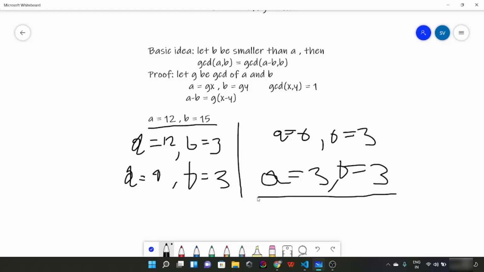Now this is our condition of the while loop, right? A is equal to B. Hence we'll come out of the loop and we'll print either one of them, right? Hence this is the way we can find GCD. Also, since these are small numbers, you can check the GCD of 12 and 15 for yourself. Hence it is going to be 3, right?